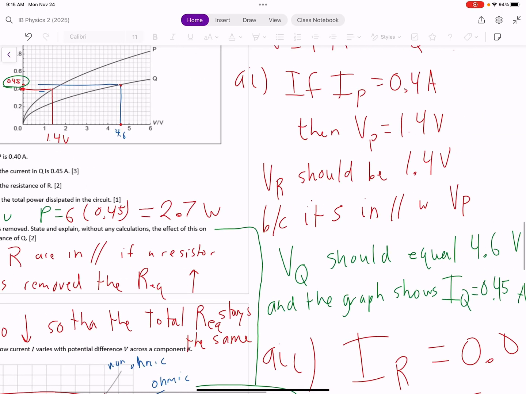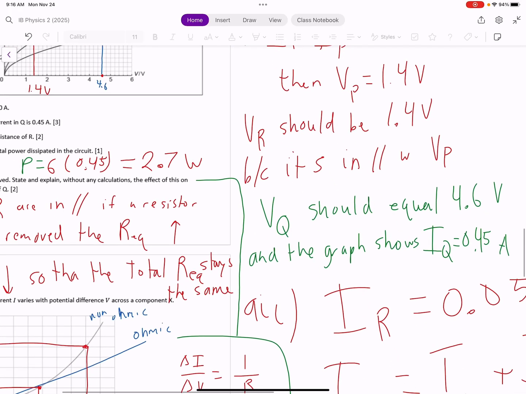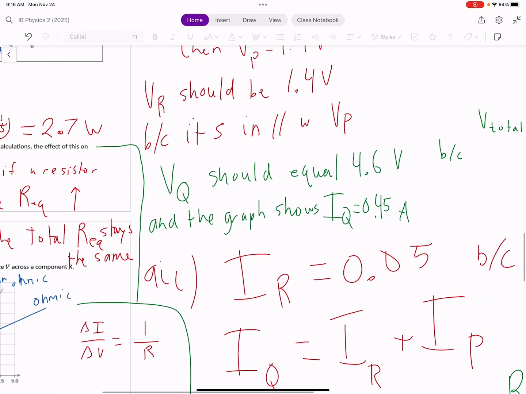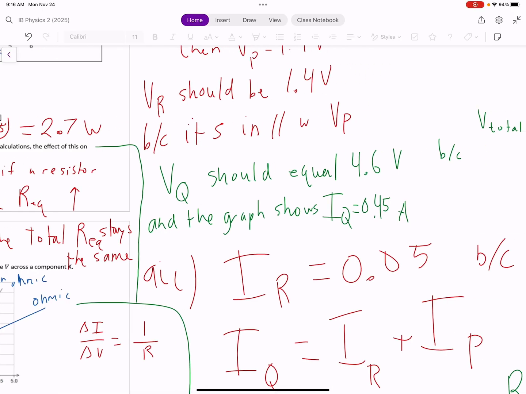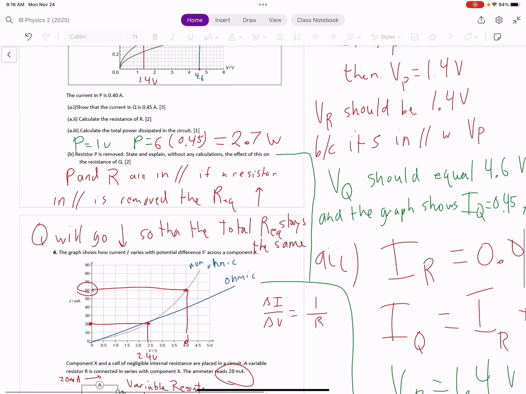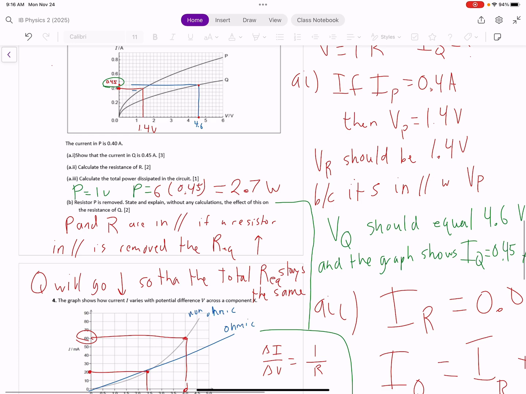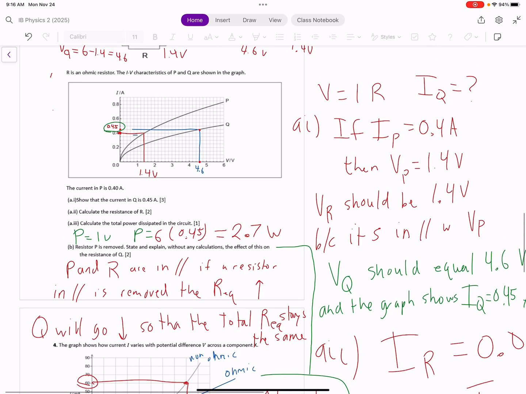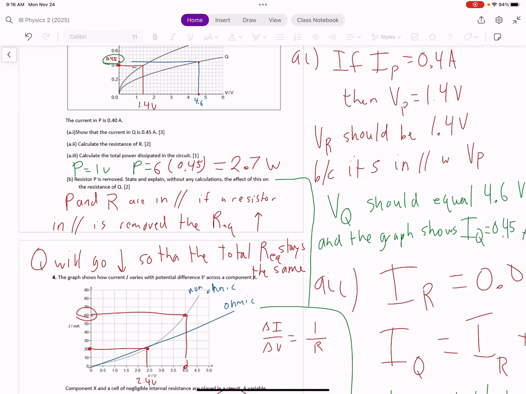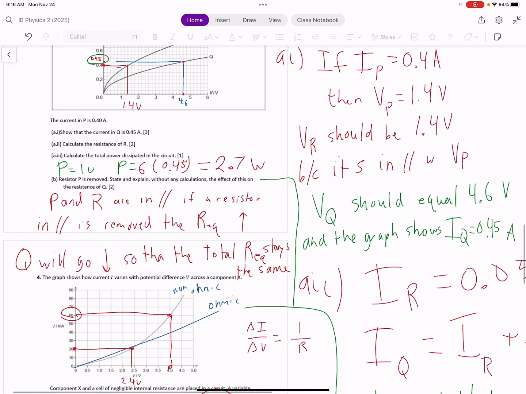So VQ should be equal to 4.6. Here I'm just writing out my answer. The graph shows that if the voltage of Q is 4.6, then the current has to be 0.45. And that's my answer. So my answer is the current is 0.45 milliamps, right? No, it's 0.45 amps. I guess that would be like 450 milliamps, but this question is just in amps.